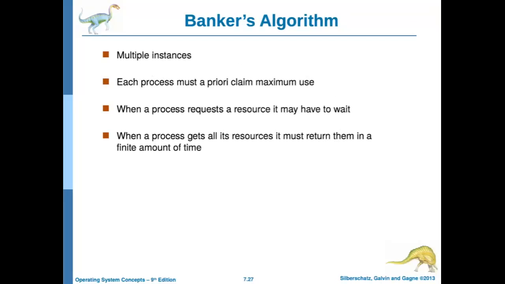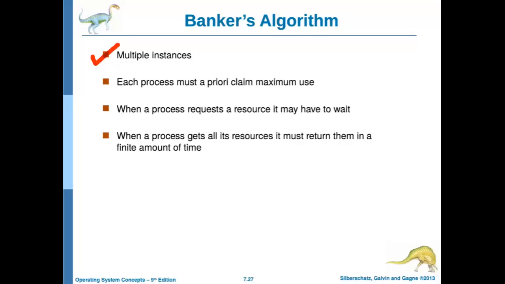Now, as I mentioned, if there are single instances only, then and then it is fine. Whenever we have multiple resources, then we need to go with Banker's algorithm. Okay. So the bullets I mentioned here is Banker's algorithm can be used with multiple instances of resource type.